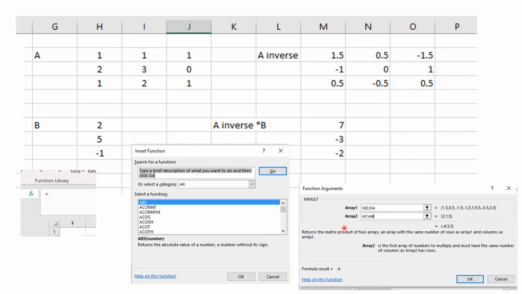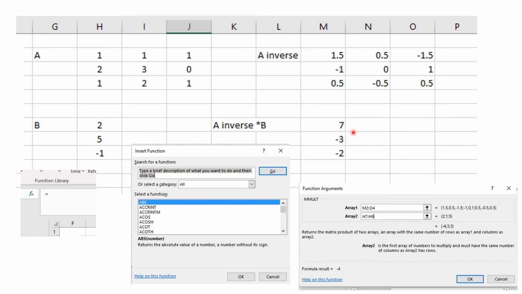And I have two arrays. This is the first array, that's the second array. So what I do is I put A inverse, which is M2 through O4, that's this stuff up here, as my first array, and then my second one is H2 through, looks like H4, which is this one. And then I can hit OK, but I can see that what I'm going to get is an answer.